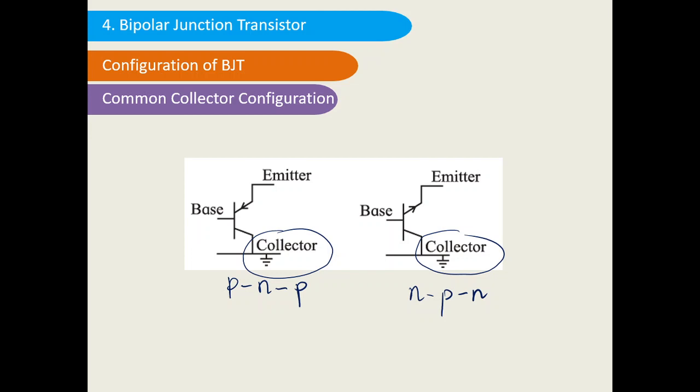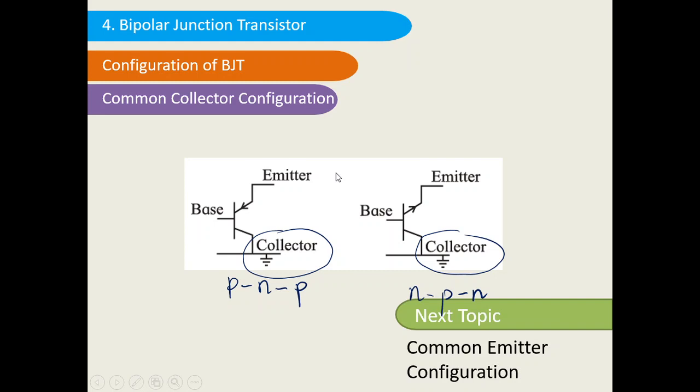Among these three configurations, only one is in your syllabus, and you have to study that particular configuration in detail, and that is the next topic: the common emitter configuration. So this is the introduction to the transistor. All of you are requested to watch this video again if you have any doubt. Remember, this part is very important from the exam point of view. The next topic that we are going to learn is common emitter configuration.